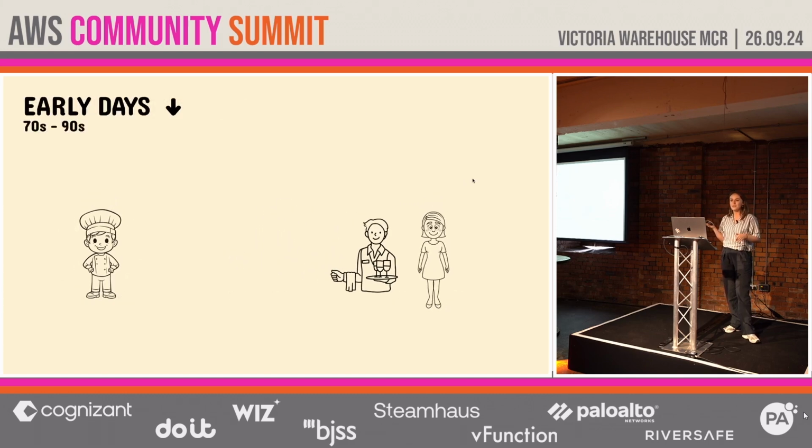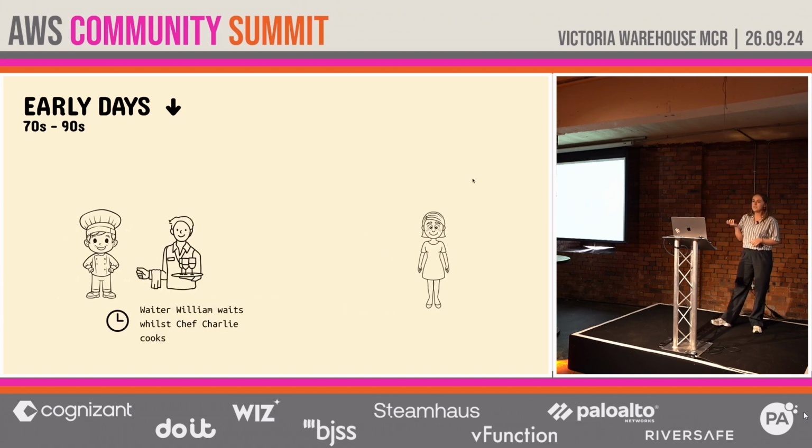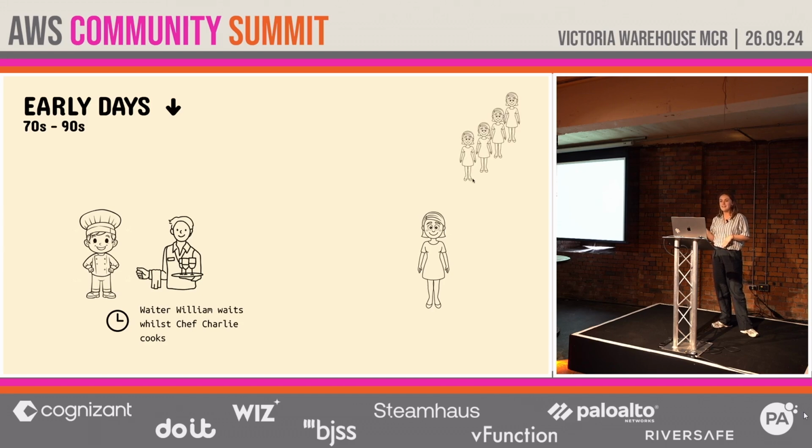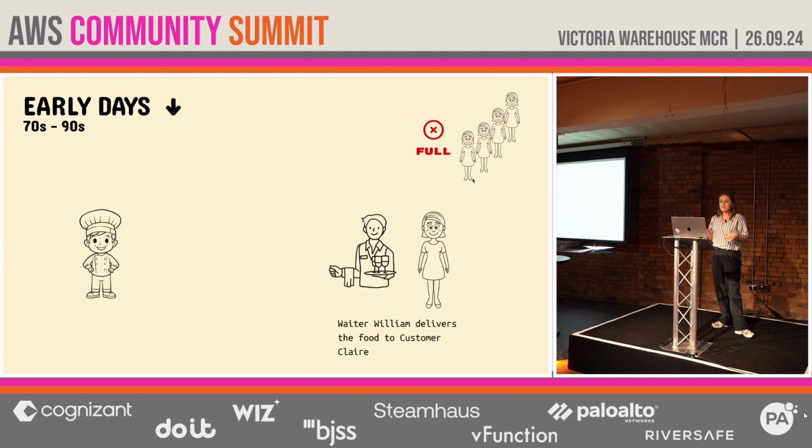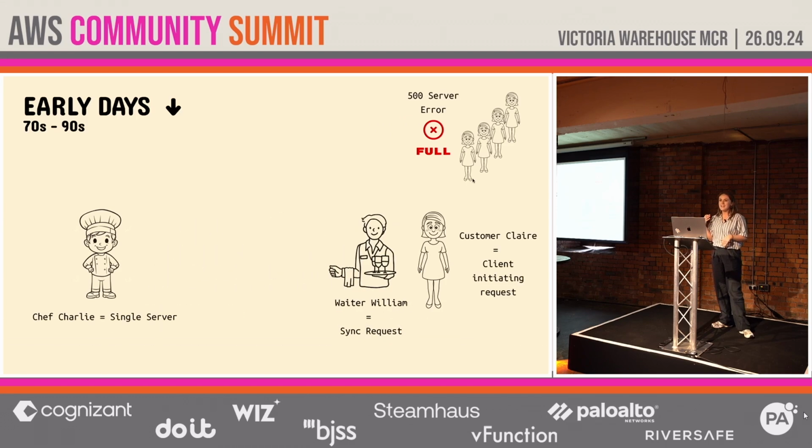And they opened this restaurant in the early days in the 70s, and William would take the order to Chef Charlie and wait there, standing, while Chef Charlie cooks the meal, and then would take it back to customer Claire. And in the meantime, these other customers are coming along and the restaurant's full.